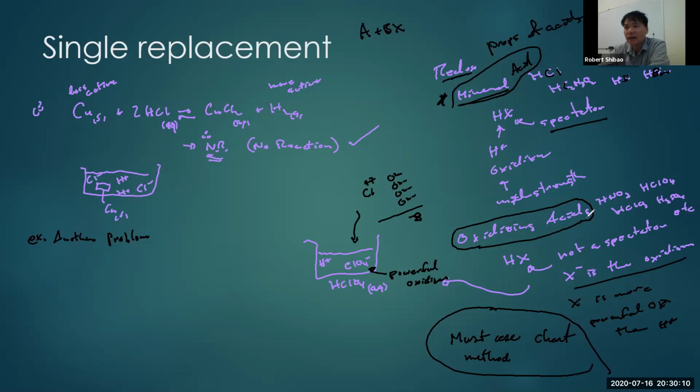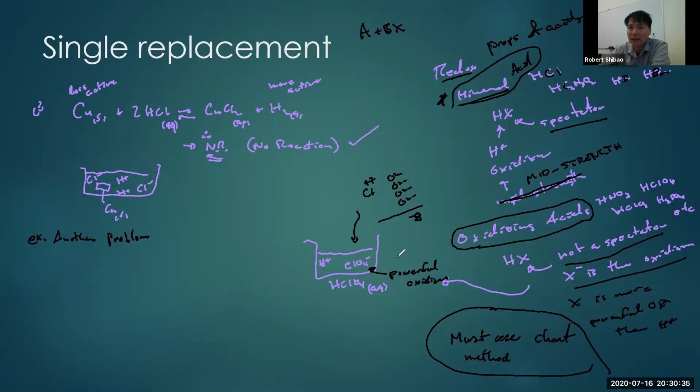Oxidizing acids are a different story. X is not a spectator. X turns out to be a more powerful oxidizer than H plus. H plus is a decent oxidizer, but it's only mid-strength.